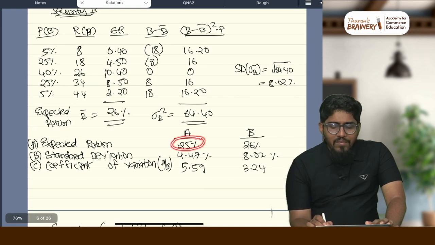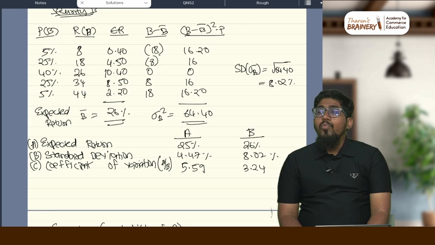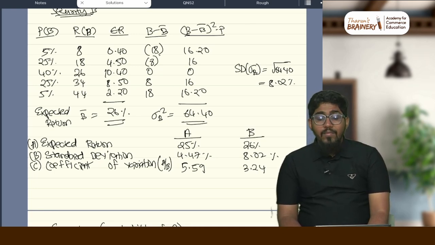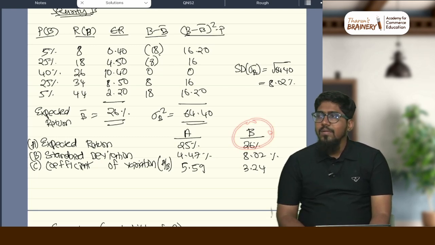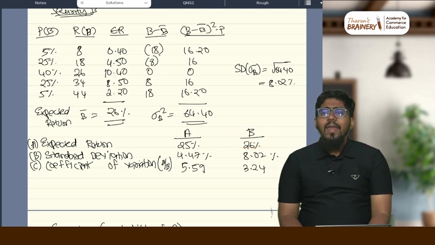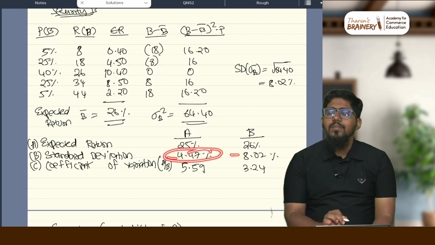My expected return for B is 26%. If the question asks which security I should invest in with respect to return, then you will say B. B has the high return. Which security I have to select with respect to risk? Then you have to write the standard deviation. Here it is 4.47, here it is 5.02. So risk is lesser here.